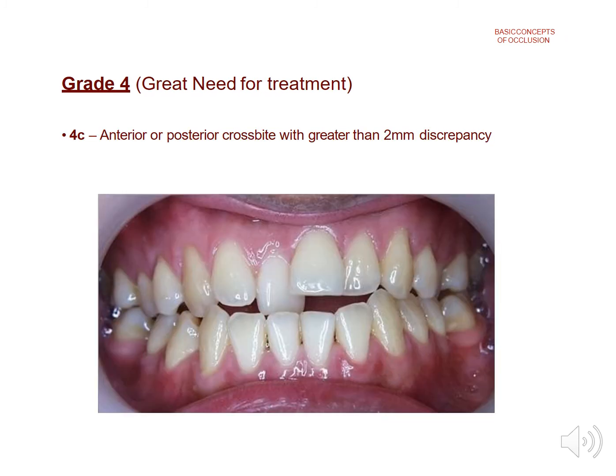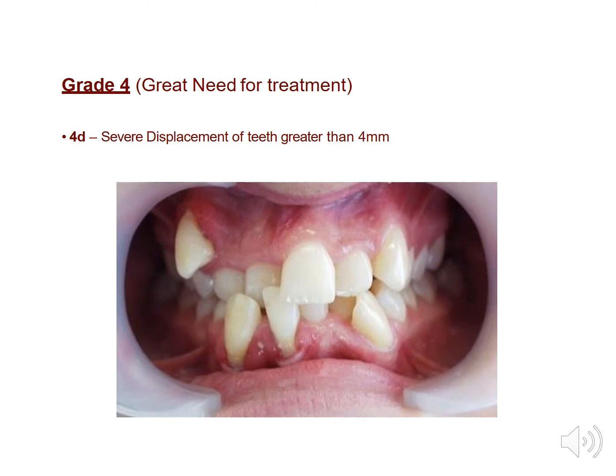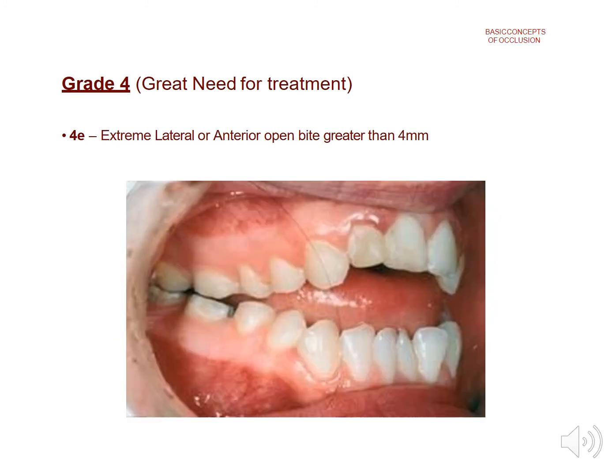This is for C. C is for crossbite. So it's anterior and posterior crossbite with greater than 2 mm discrepancy. Okay, so you can see clearly in this photo. The next one is 4E, extreme lateral or anterior open bite greater than 4 mm. So you can see clearly in this photo we have anterior open bite which is greater than 4 mm.